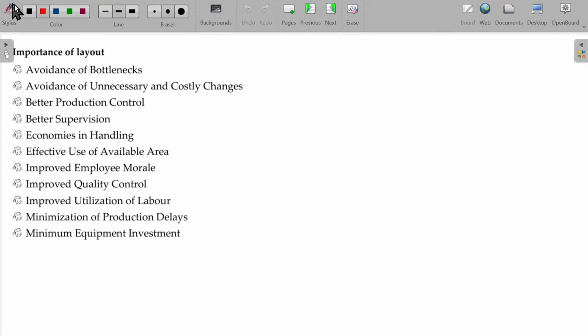Okay, some important points about layout. The layout you fix should allow easy monitoring and be cost effective, and all the area could be effectively used. There should not be misused areas. Employee morale improved and quality control can also be improved, and labor force can be improved, and minimization of delays, minimum investment in equipment and better production control, and we need to avoid the bottlenecks, avoidance of unnecessary and costly changes. If we install and then want to change, then it will be very, very costly, right?